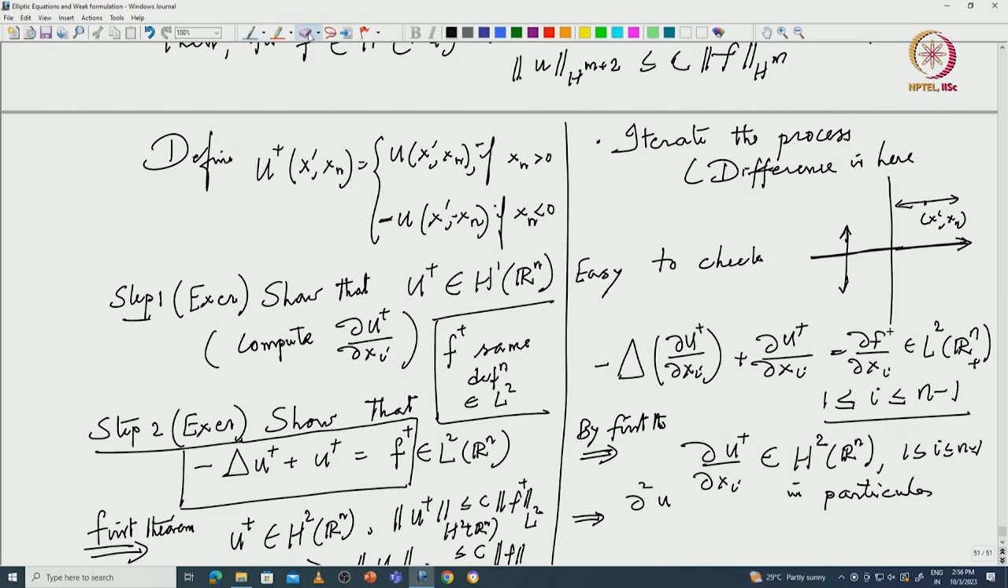So, let me remove this one. This is my very clever way of doing a particular ∂u/∂x_i in H2 of R^n_+ for all 1 ≤ i ≤ n−1. To conclude u is in H2, you need ∂u/∂x_n as well. That is what you have to prove.